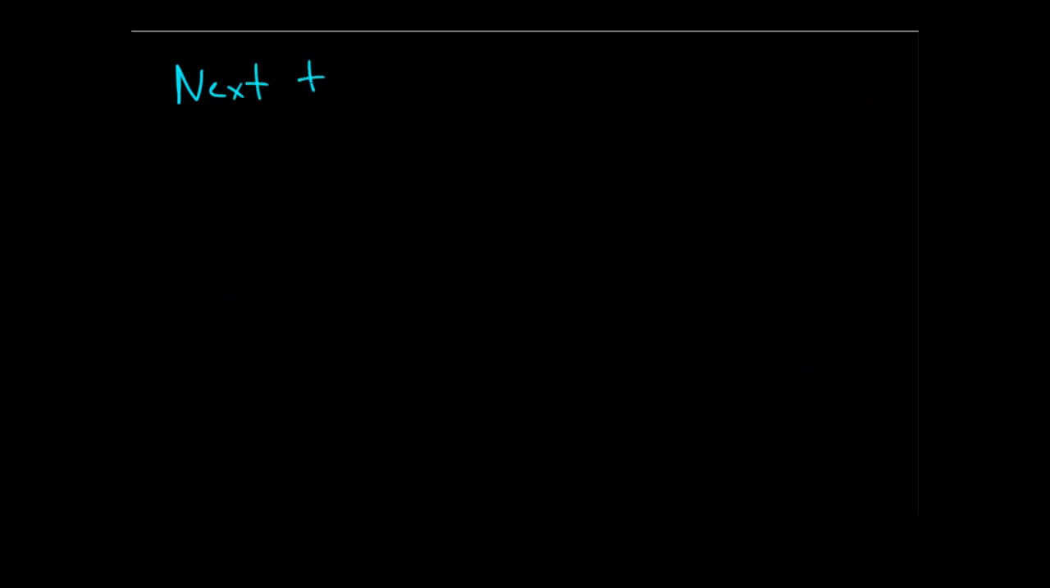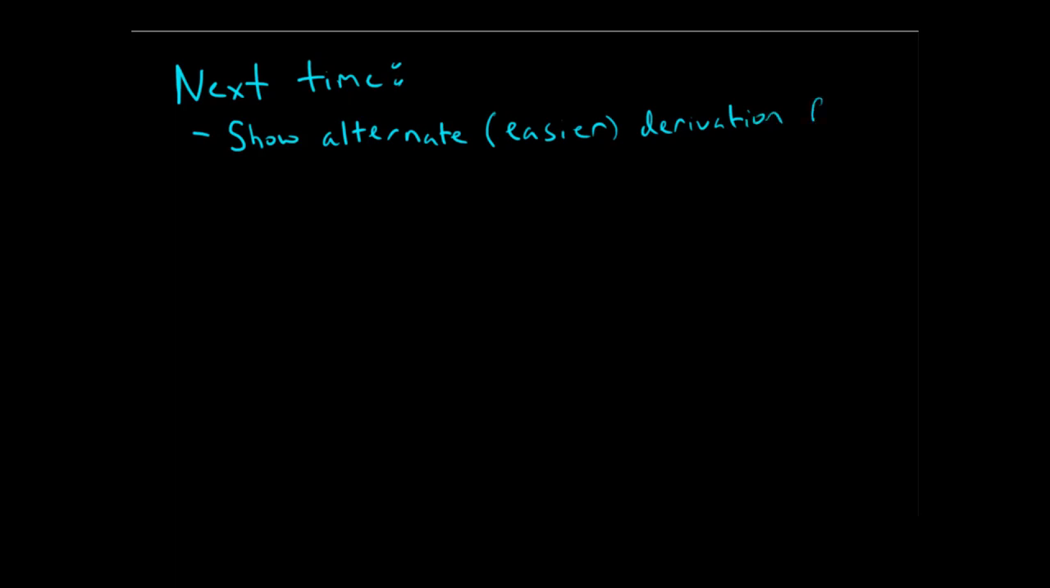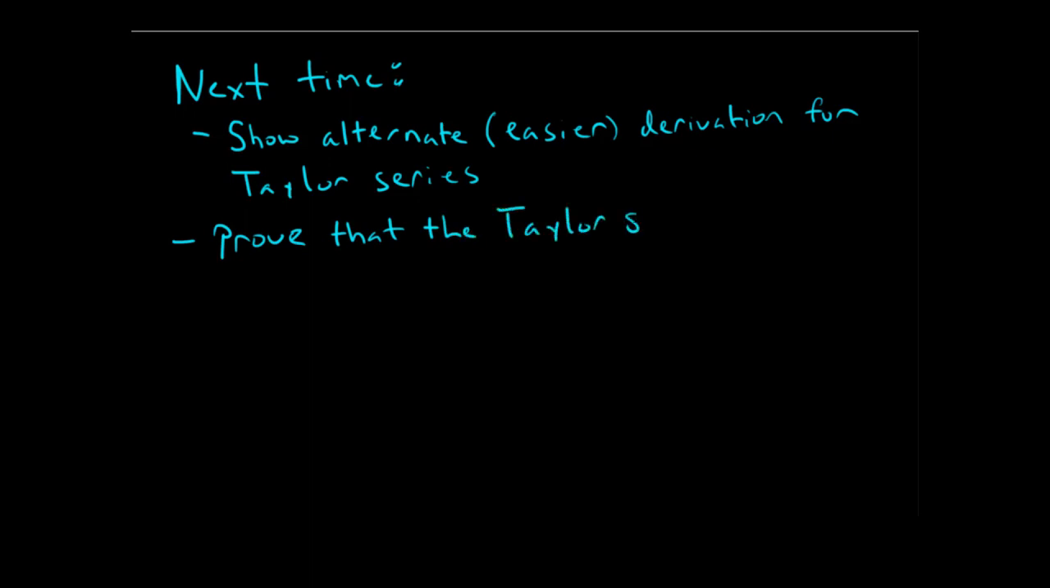Well, thanks for watching. Next time, I'm going to show you guys an alternate, easier derivation for Taylor series. Not as elegant in my opinion, but very straightforward. We're then going to prove the important theorem that the Taylor series of a function is unique. Once you've found that Taylor series, that's it. There's no other Taylor series representation for that specific function.